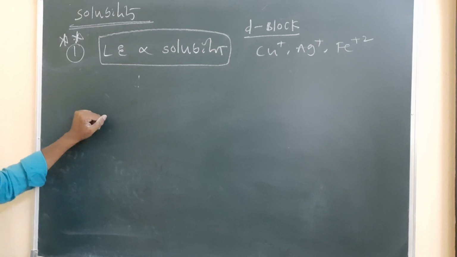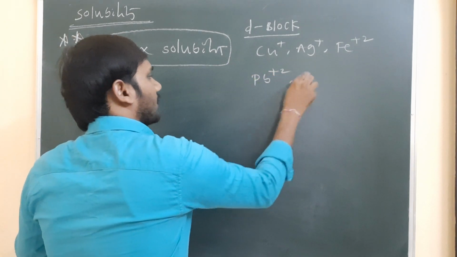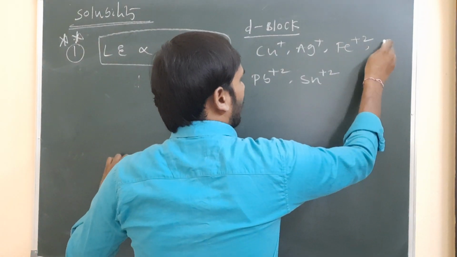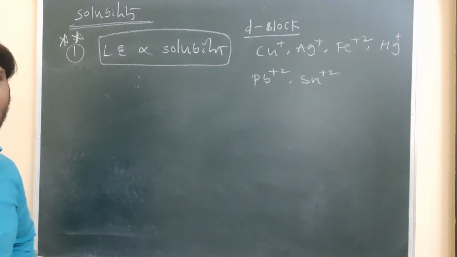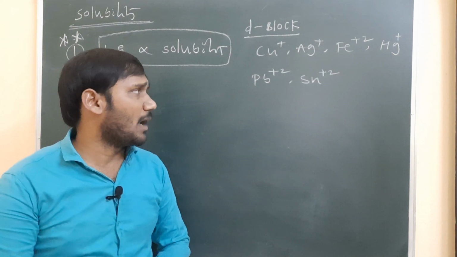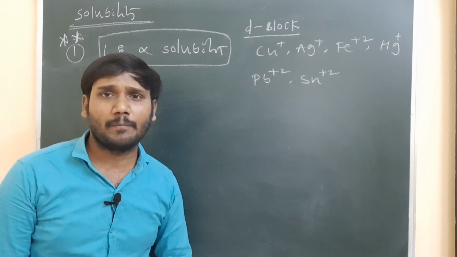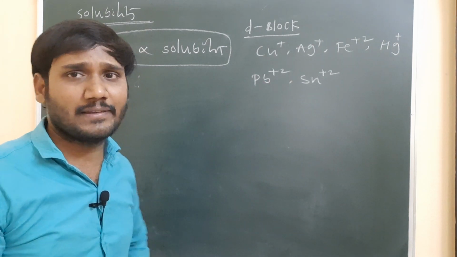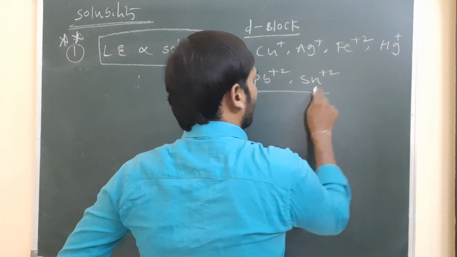Next, elements belonging to the p-block, like lead and tin. And the next one is mercury. So these are some elements: those belonging to the d-block, like copper, silver, iron and mercury, and those belonging to the p-block, like lead and tin. In the presence of these ions, lattice energy is directly proportional to solubility.